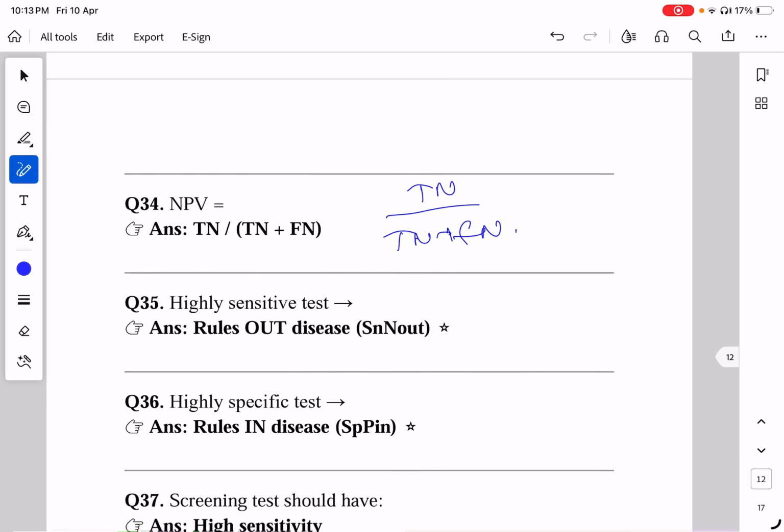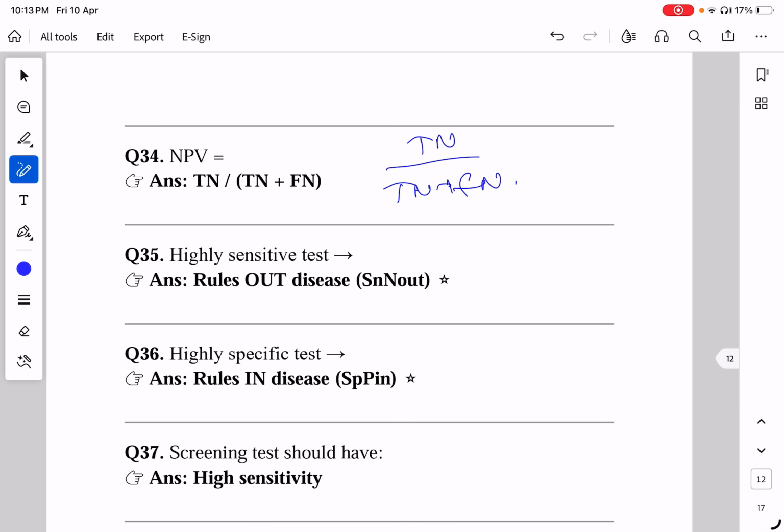You might be thinking all this is very easy, but sometimes in exams we even commit mistakes in the formula of these simple things.